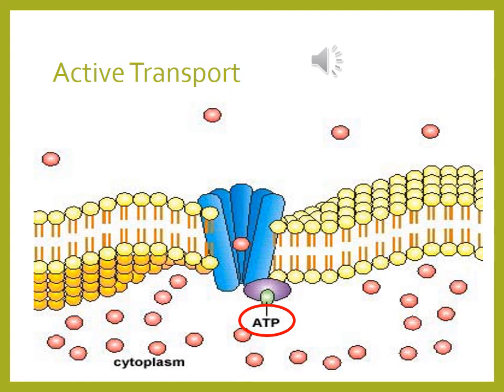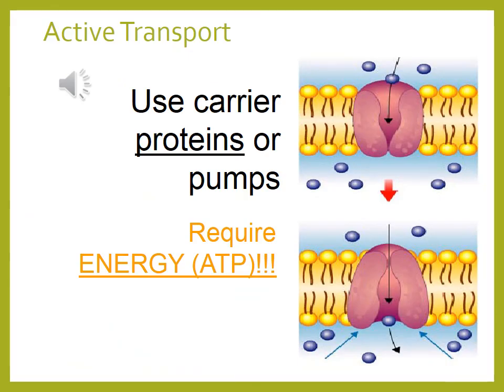So they're like pumps. They pump the thing in. They first have to suck it in. That's what they're doing, and in order to do this, you need energy. So that's what that ATP is. We're going to talk about that next chapter, adenosine triphosphate. So active transport uses carrier proteins. These are protein pumps and they require lots of energy.